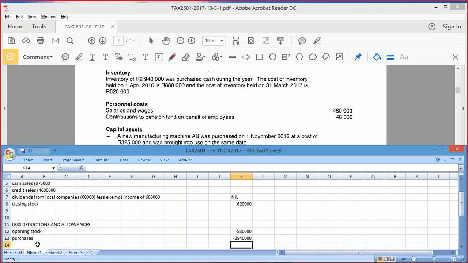Okay, so they won't allow you to claim certain things, because they prevent you from abusing the tax system if they allow you to claim for everything. So certain things can't be claimed for. Yes, sir. So are you going to claim the salaries and wages? Yes, sir. Of course you will. Okay, good.